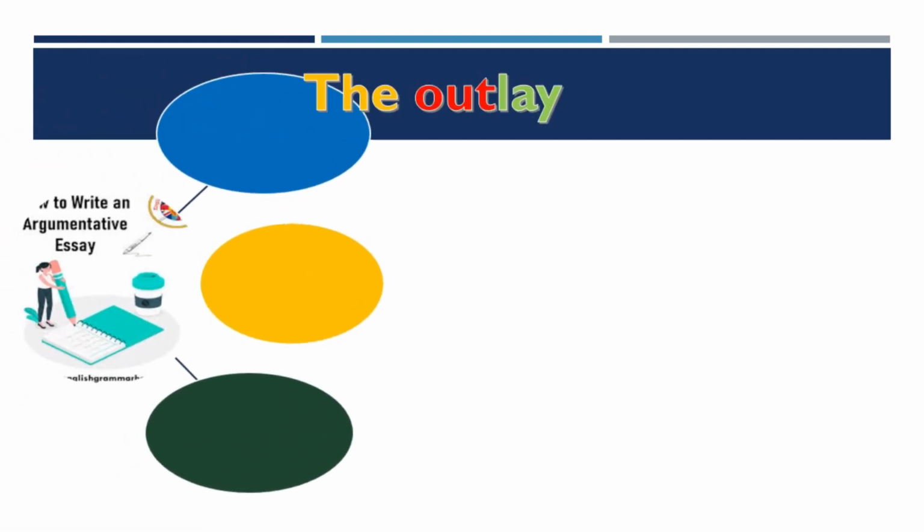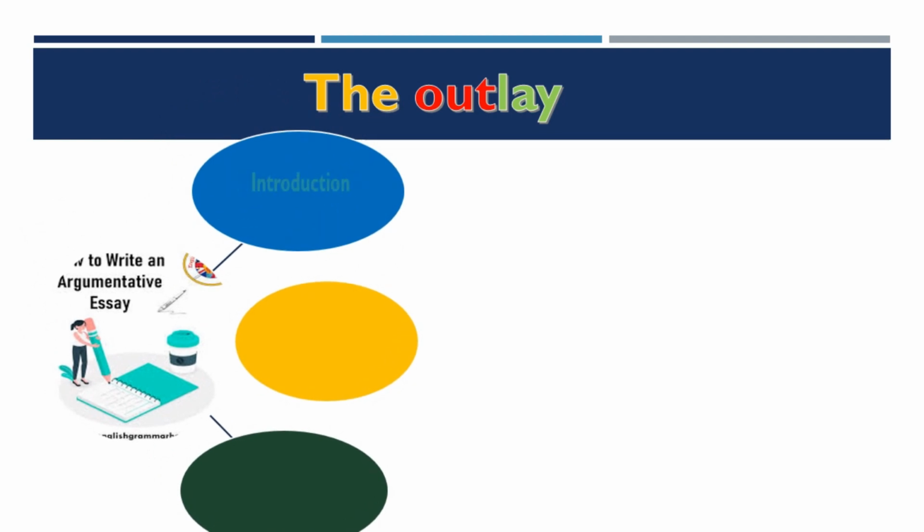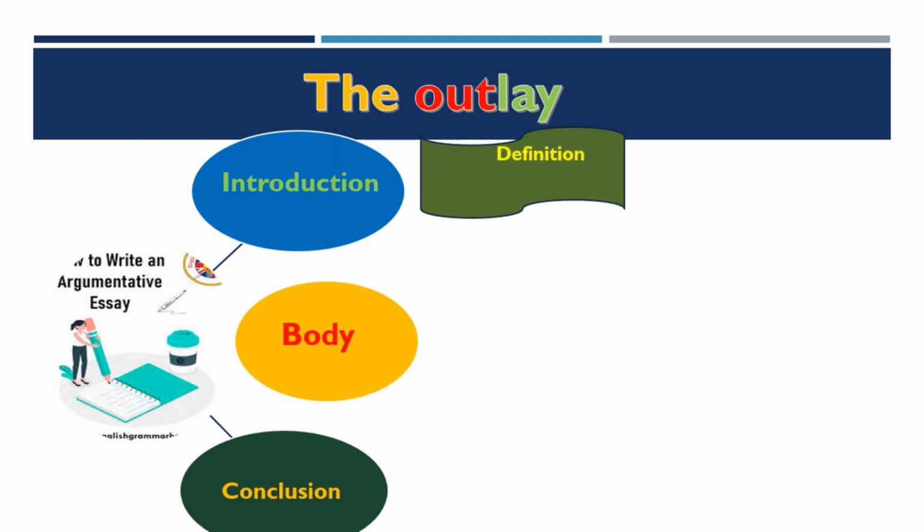Now let's explain the steps that you should follow to write an argumentative essay. Now we have introduction, body, and conclusion. In the introduction, you have okay to define the topic and give a rhetorical question.